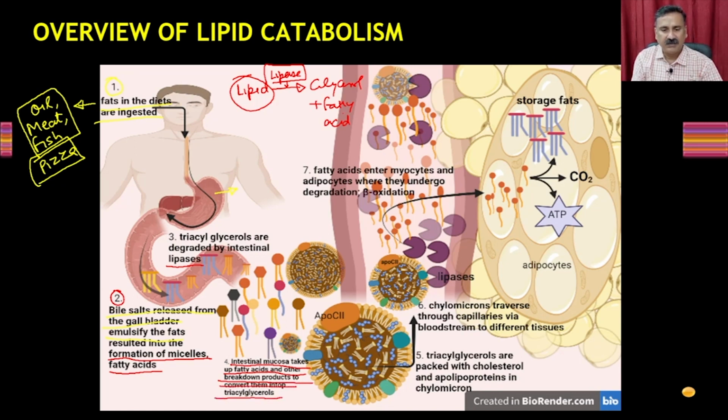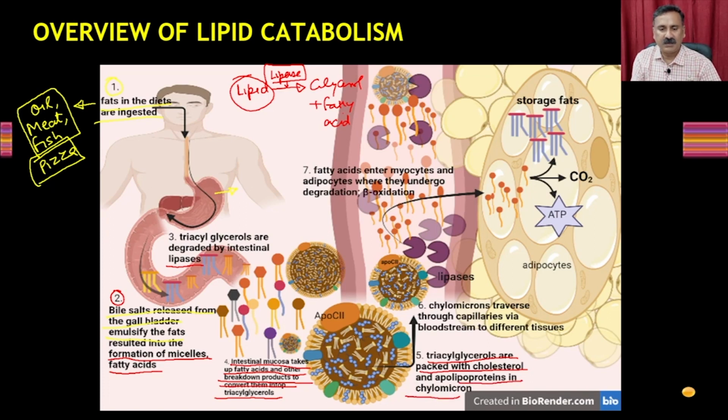And you see this is the chylomicron. The chylomicron is the way in which the fatty acids are going to be transported within the blood. So the triglycerides are then going to be packed with the cholesterol and apolipoprotein in the form of a chylomicron.